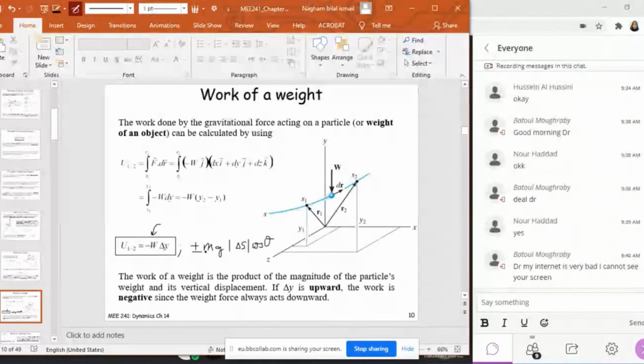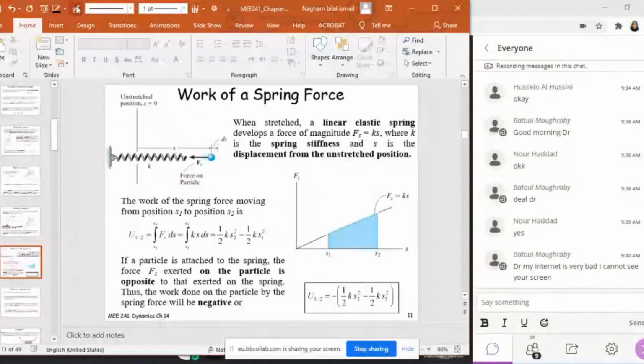For the work of the spring force, it's always half k times s1 squared minus s2 squared. And don't forget that s1 is always the current length minus L0. s2 is always the current length of the spring minus L0 also, not L1. So always, guys, it's minus L0. And what is L0? L0 is the initial length when there are no forces, all right?